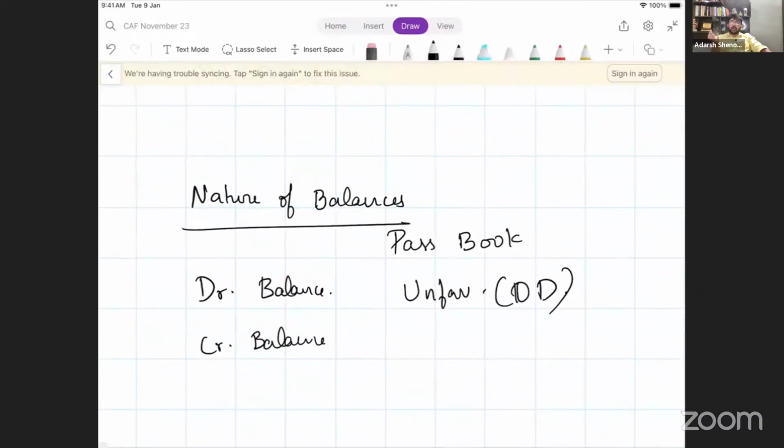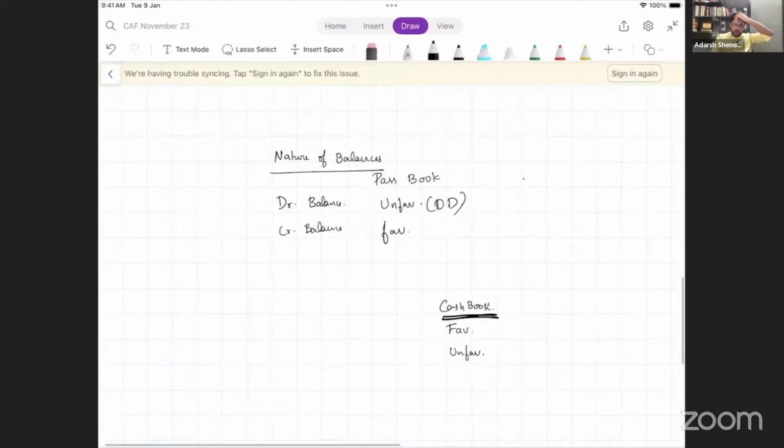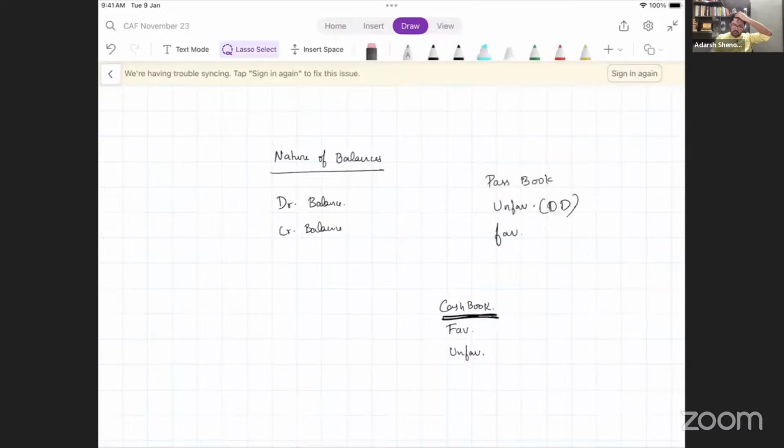Our cash book will have what balance in that case? It will have a credit balance. It's a payable towards the bank. Are you all understanding this? Are you all following? If the passbook has a credit balance, that means it's a liability for the bank and it is an asset for me. So it's a favorable balance if the passbook has a credit balance. This is all you should know about the nature of balances.